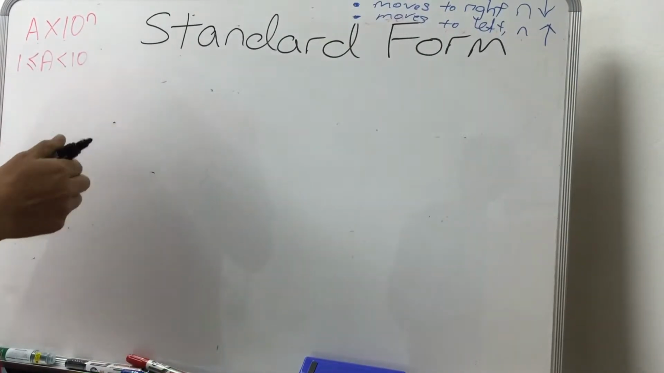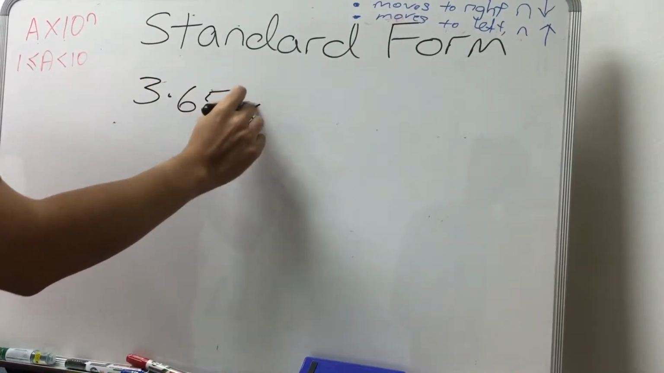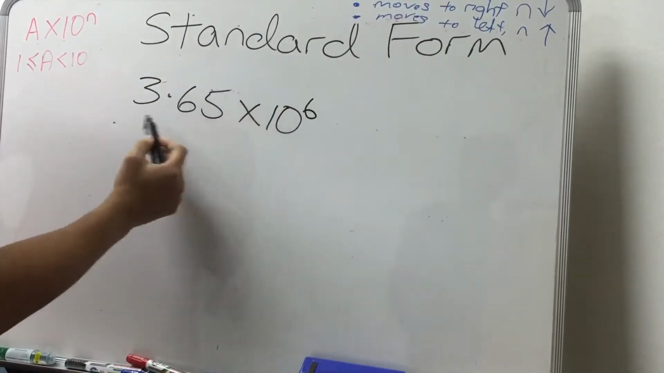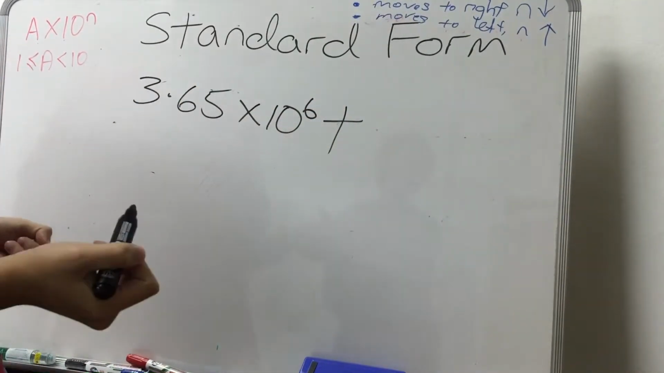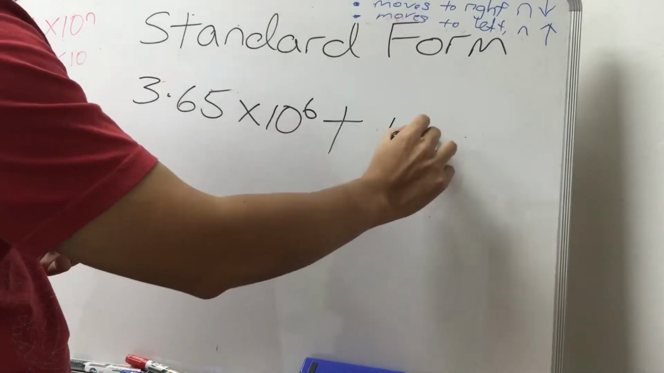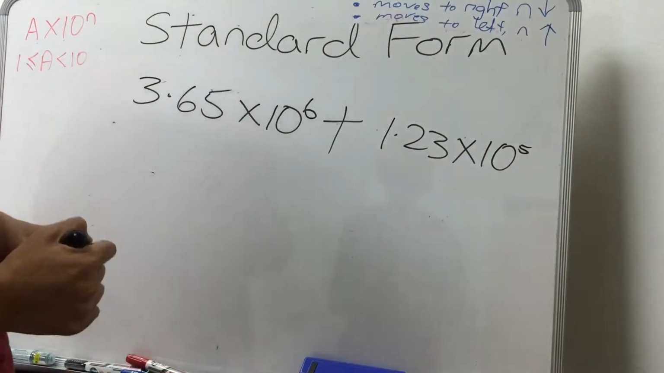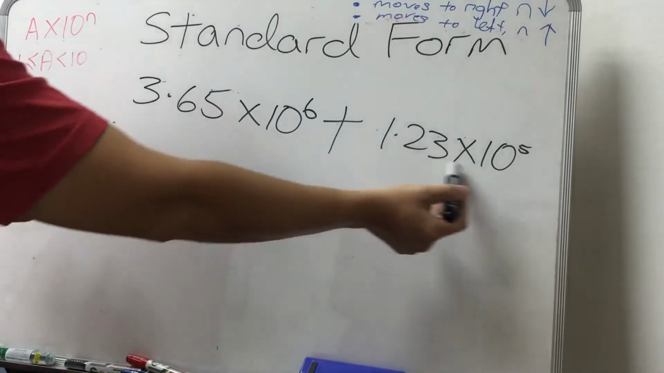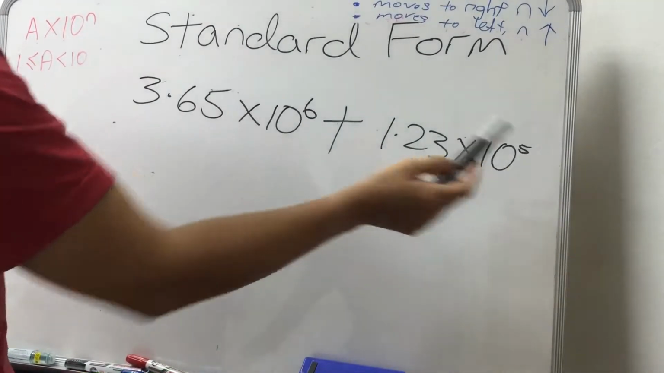So like let's say you are a millionaire, so you have $3.65 million times, what is a million? A million is 6 zeros, so you have times 10 to power 6. So let's say you have an extra $123,000 coming in. So you have 1.23 times 10 to power 5 dollars coming in because you just sold your Ferrari for this amount of money. So how are you going to add these two standard forms together? Okay, so what we can do is change one of the forms to the other.